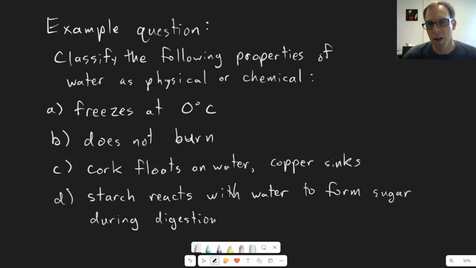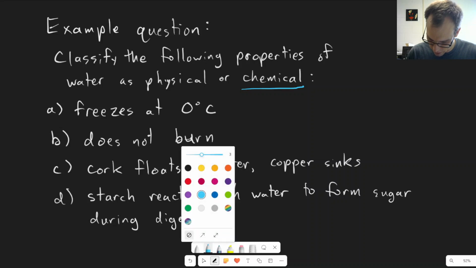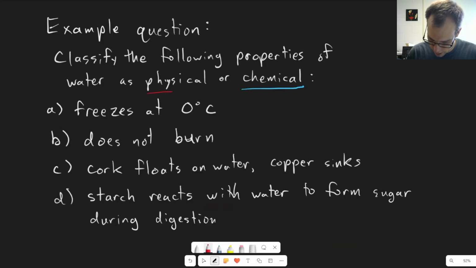So in this video, we're going to be looking at an example question and classifying these properties, whether they are physical or chemical properties. So we'll use our same color scheme as last time. Chemical will be this light blue color, and physical will be the red.